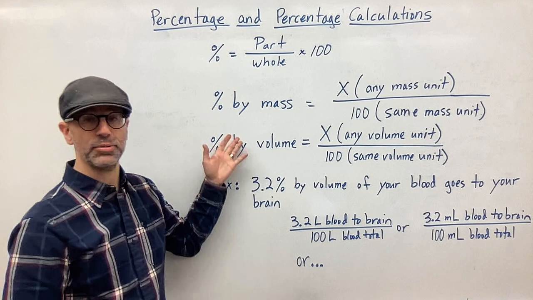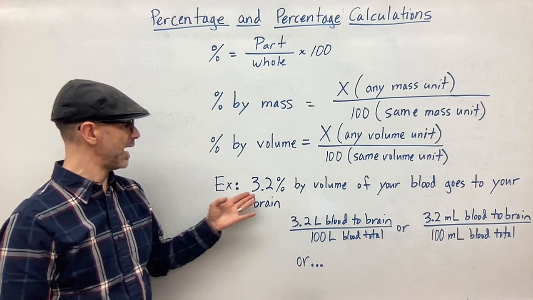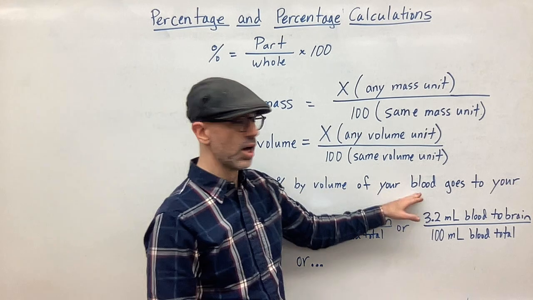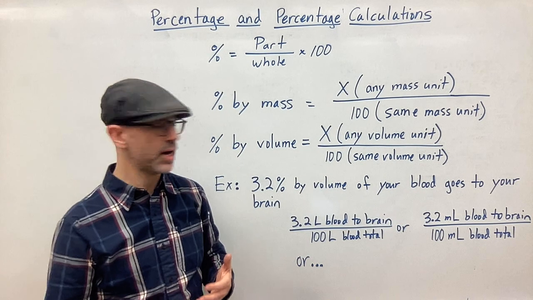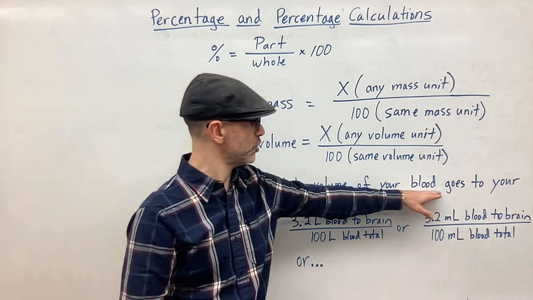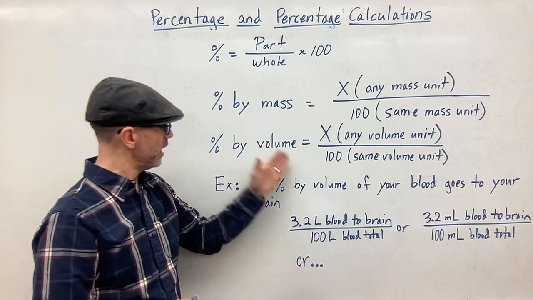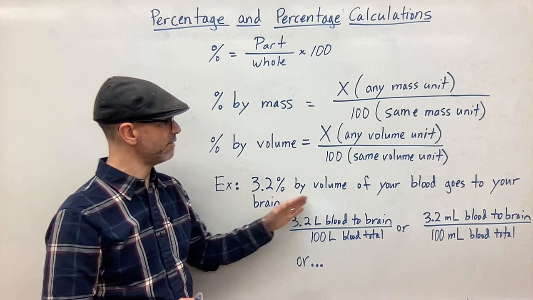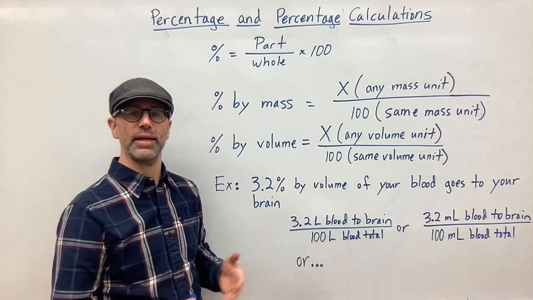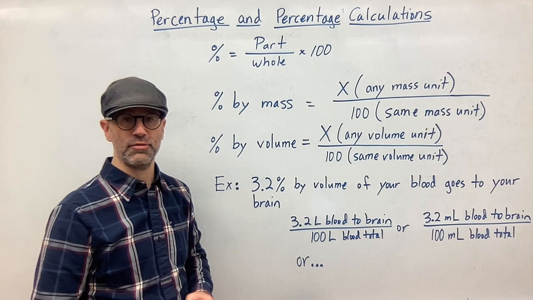So if I am given a percentage, let's use this as an example. Let's say I'm given 3.2% by volume of your blood, the blood that's circulating through your body, goes to your brain. So what does that mean? If 3.2% by volume of the blood in my body goes to my brain, I can write that as a fraction out of 100, which I can then use as a conversion factor.